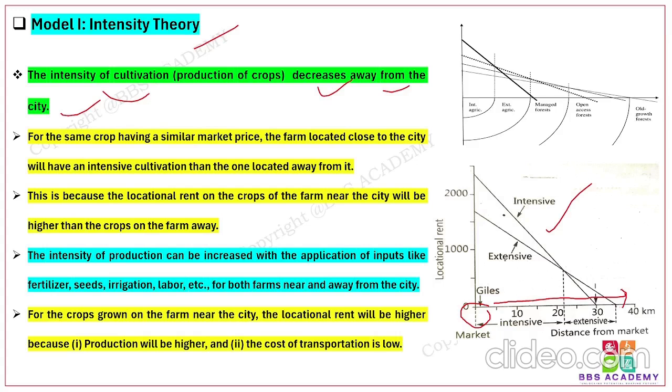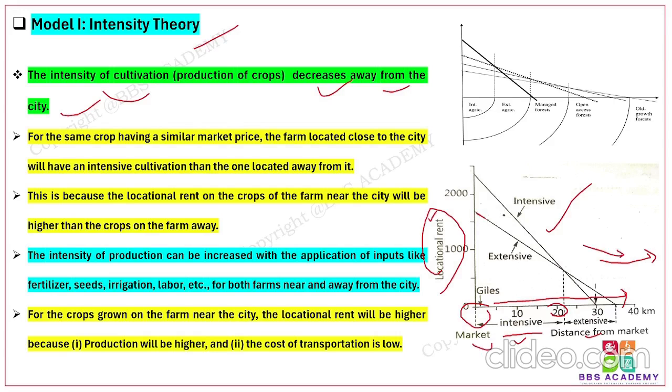Okay, and the locational rent also decreases towards the outer region, further from the market area. If we see here, from 0 kilometers to 20 kilometers, the nature of the cultivation type is intensive. Beyond the 20 kilometers, the agricultural system is extensive in nature. And the locational rent decreases from the market region towards the further region.